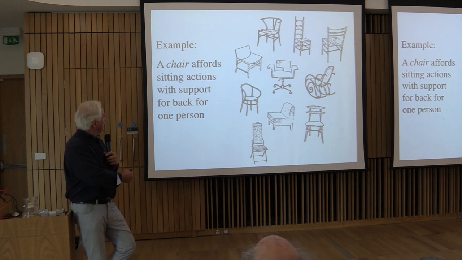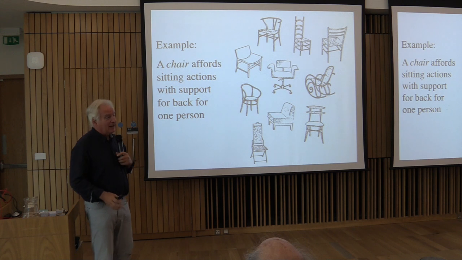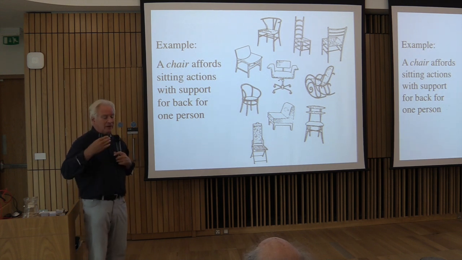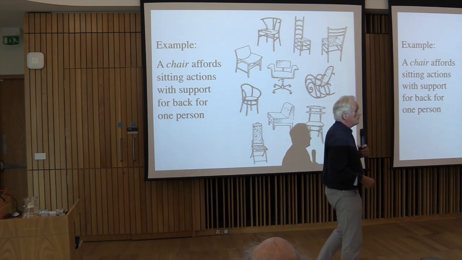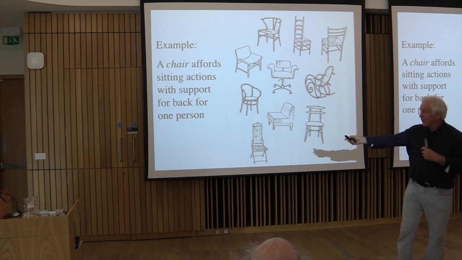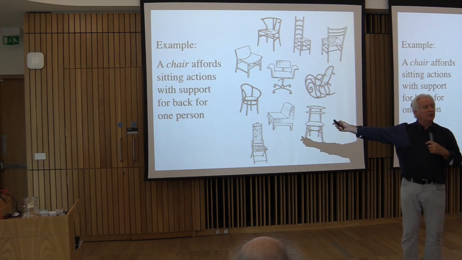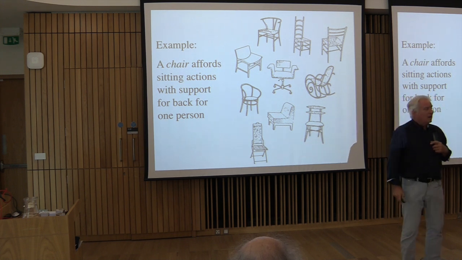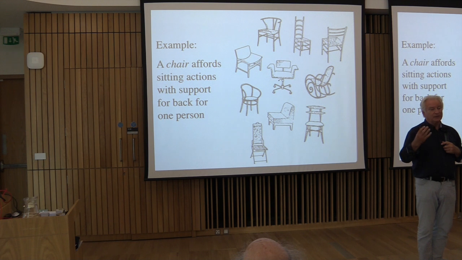But basically, a chair, I mean, the sitting action. That means you can support yourself, and that's a force relation, and it supports your back. So what is the difference between a chair and a sofa? Well, a sofa has the same things, except that there is more than one person. And a sofa also affords lying down. A chair normally doesn't afford lying down. What's the difference between a chair and a stool? Well, you can sit on a stool, but you can't lean back. There is no support for the back.